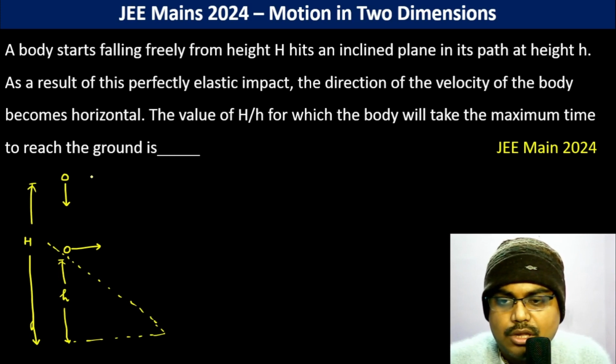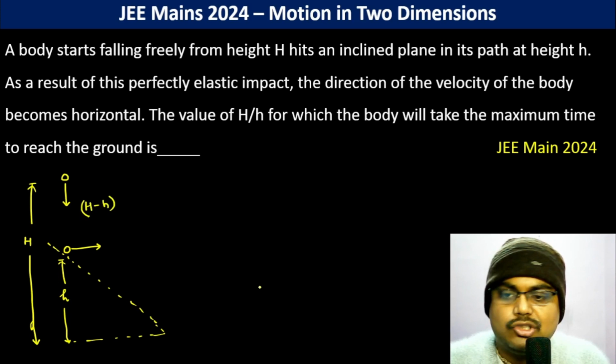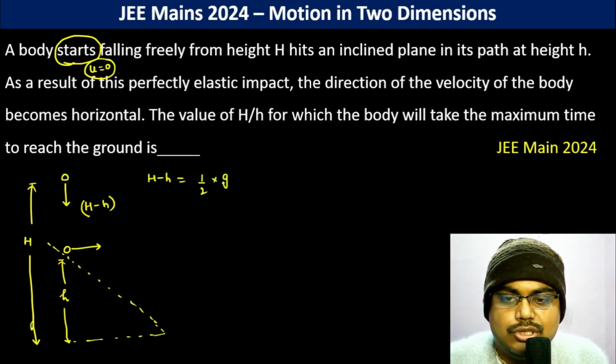Okay, so this is h, so this becomes h minus h. So now how much time does it take? So s equals ut plus half at square. So h minus h is equal to u. Initial velocity was 0 because it starts falling freely, so the initial velocity was 0. So half into g into t square. Okay, let's take t1, here it becomes t1. So t1 becomes root over 2 h minus h divided by g.